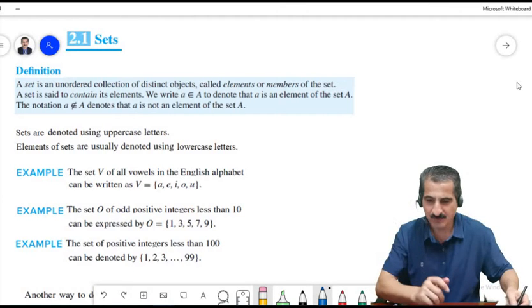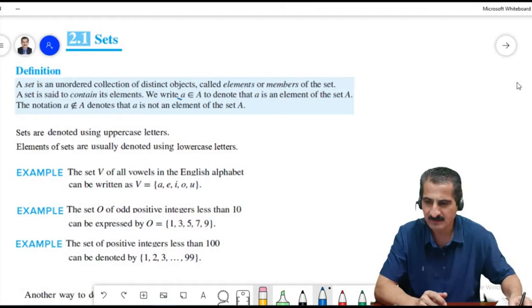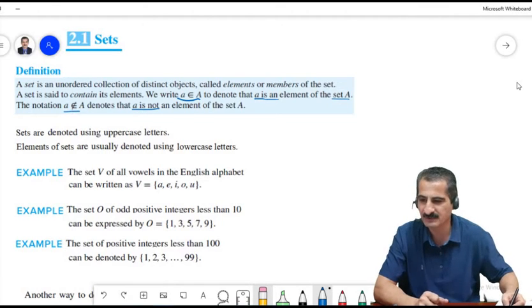And we will write a, small a belongs to capital A, to denote that small a is an element of the set capital A. And we will write a does not belong to capital A if a is not an element. So these are easy notations.